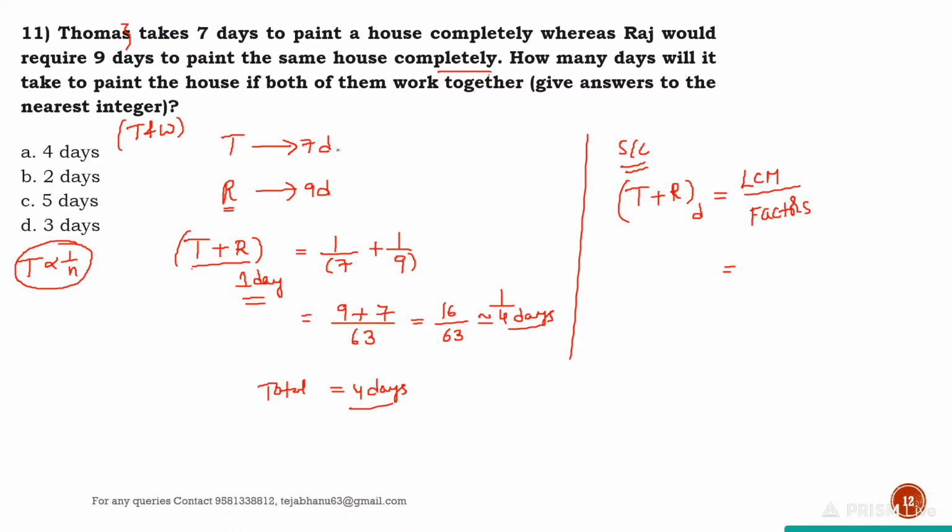LCM of 7 and 9 is 63. 7 goes for 9 times and 9 goes for 7 times. 63/16 is approximately equal to 4 days. As he told us to take the approximate value, it is 4 days.